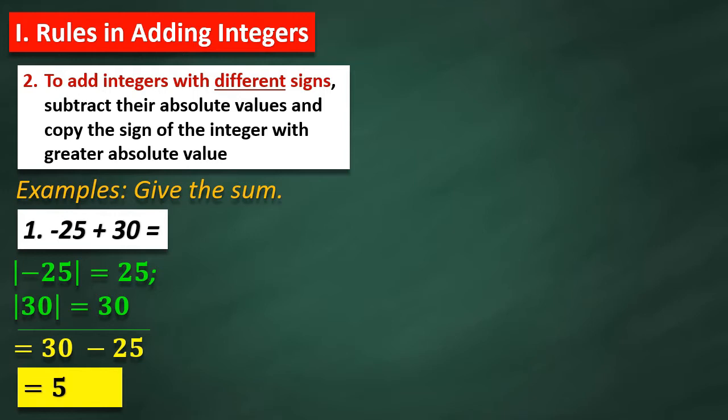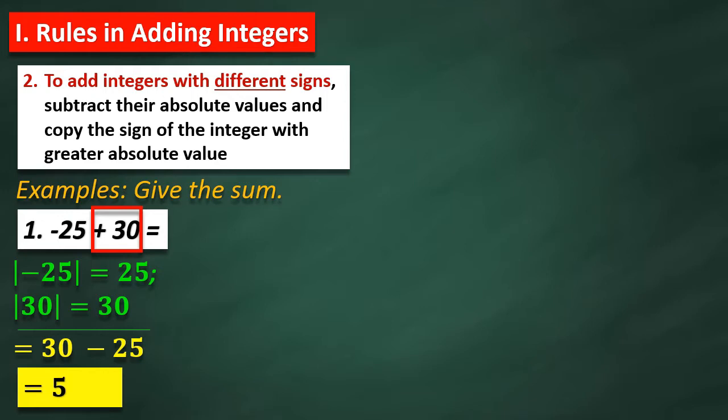Lastly, copy the sign of the integer with greater absolute value. Checking on it, it is a positive sign, since 30 has a greater absolute value than 25. Our final answer is 5.